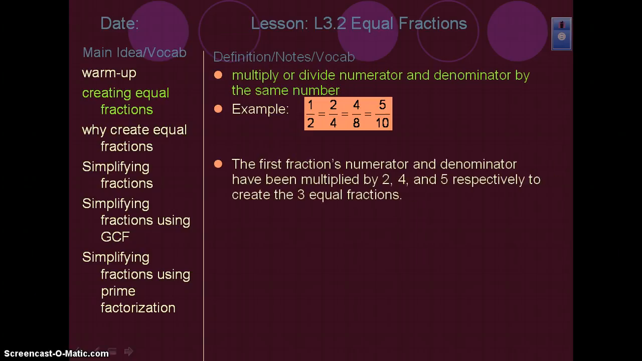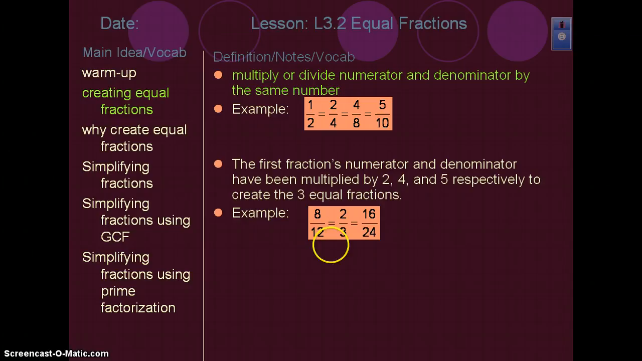The first fraction's numerator and denominator have been multiplied by 2. 1 times 2, 2 times 2. 4, 1 times 4, 2 times 4. And 5, 1 times 5, 2 times 5, respectively, to create the 3 equal fractions.